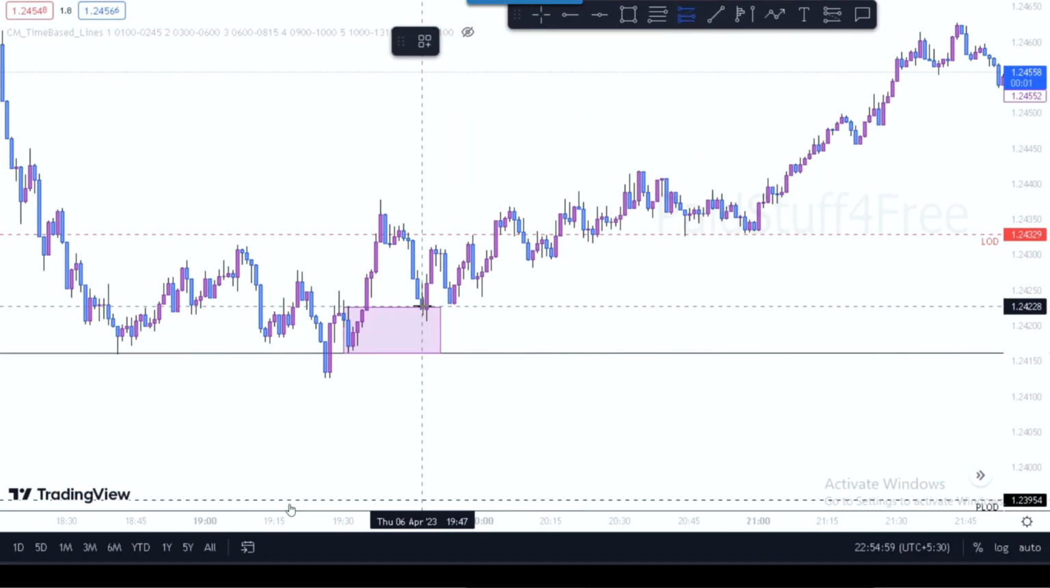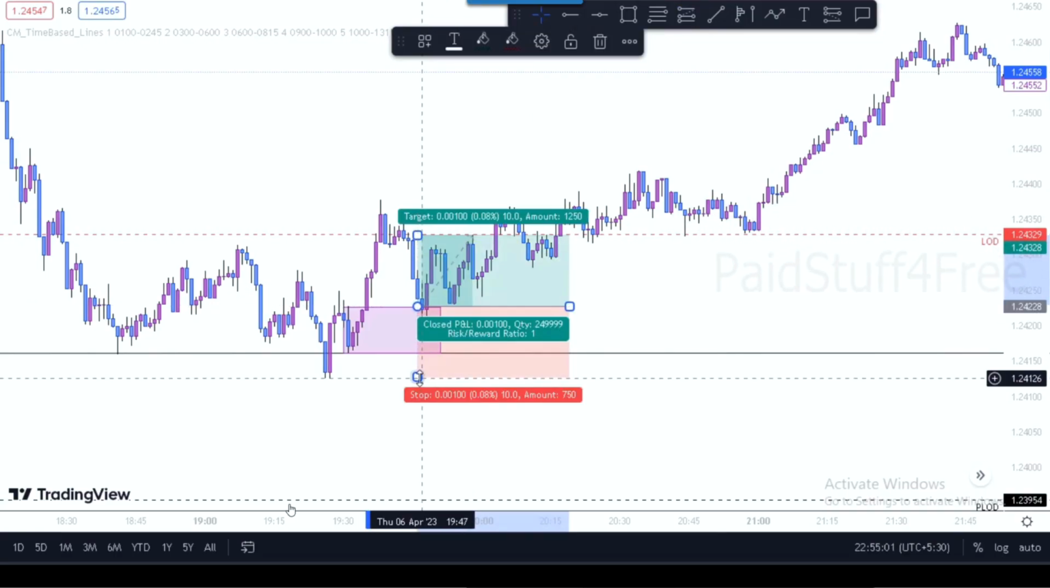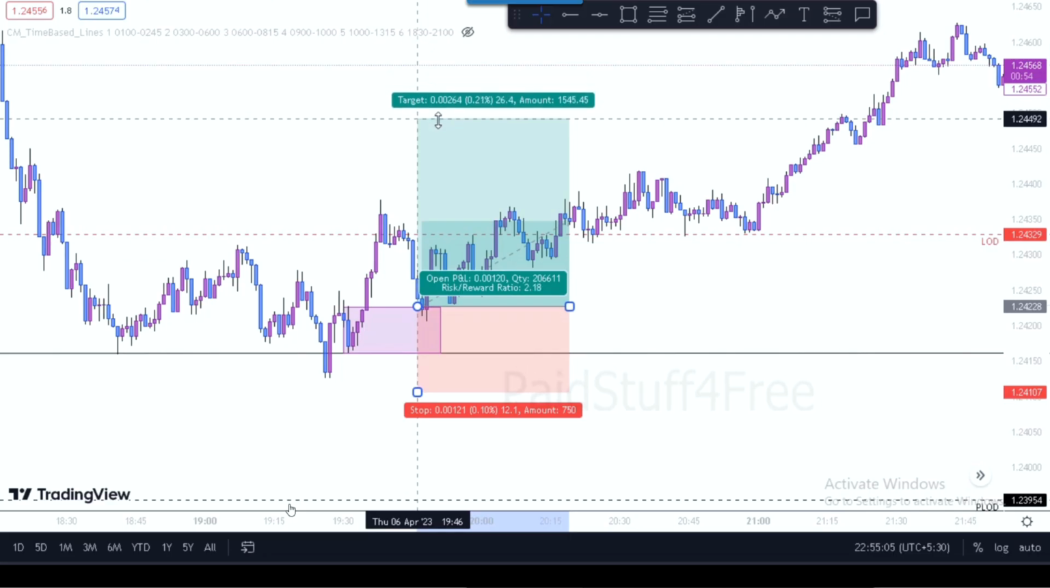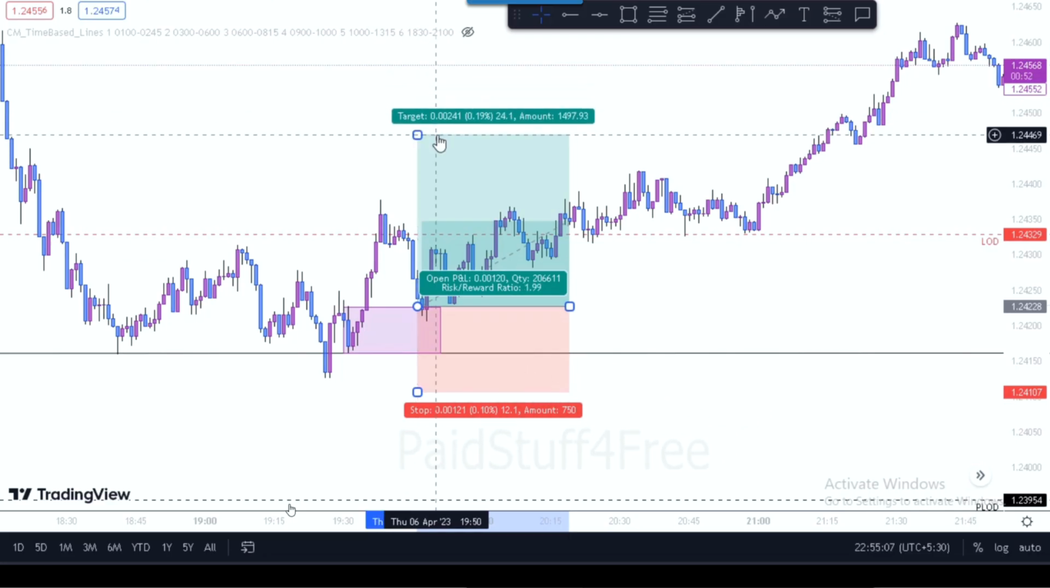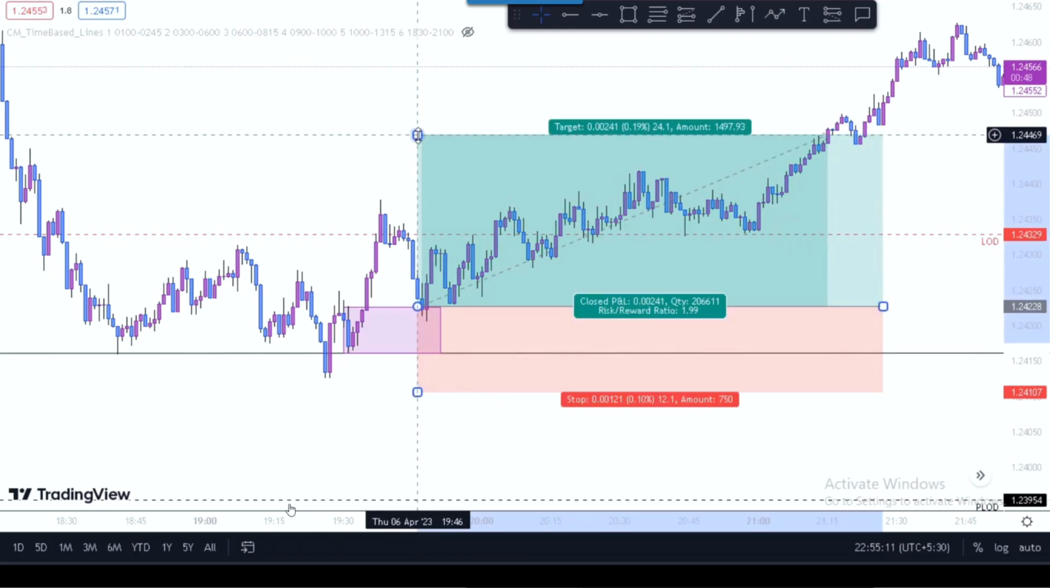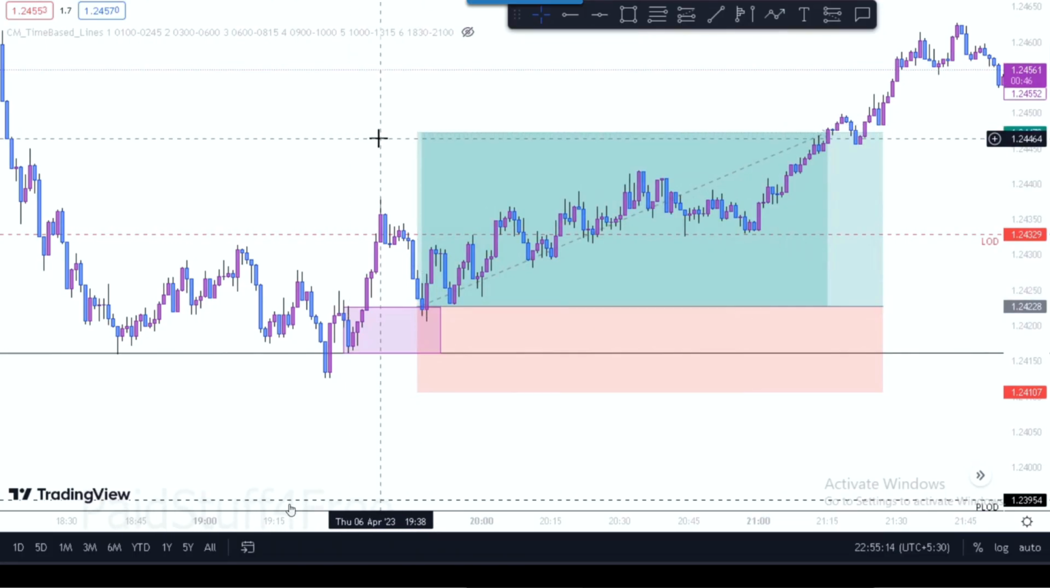So we will put our buy limit here, a stop loss below this, and we will take minimum 1:2. These are first entry type.